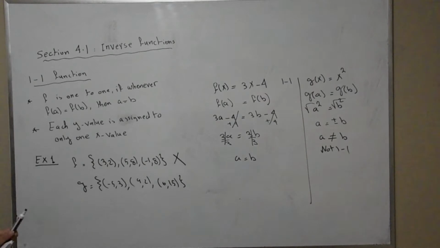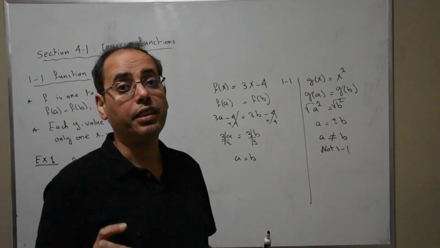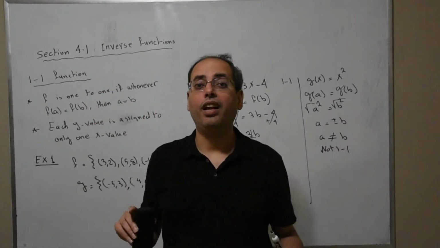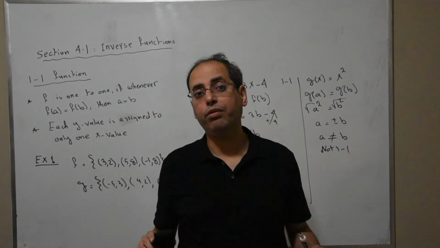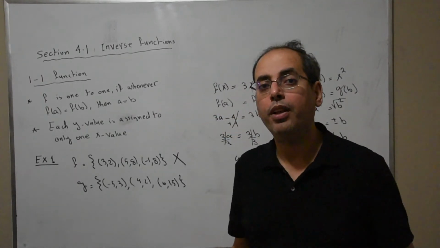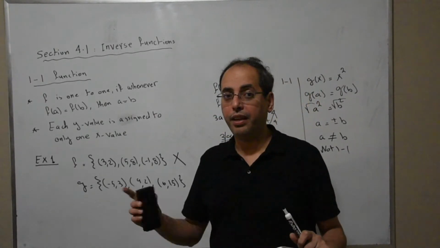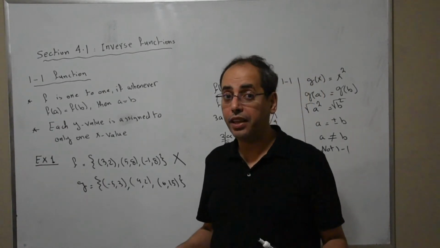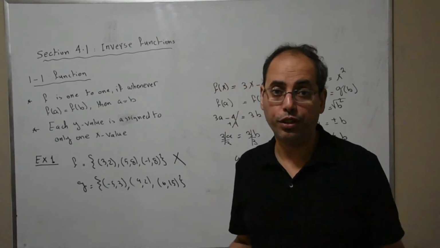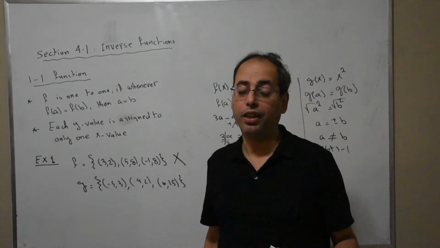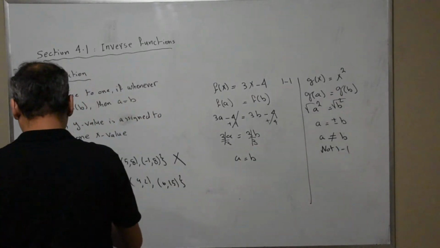Alright, now before I started in the beginning, I said that this property, the one-to-one property, is needed or required for the inverse function. Now we're going to talk about the inverse function, how to find the inverse function, how to find the domain and the range of the inverse function, and how to test whether the function has an inverse or not.